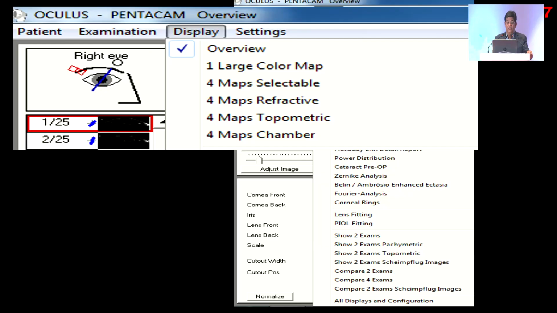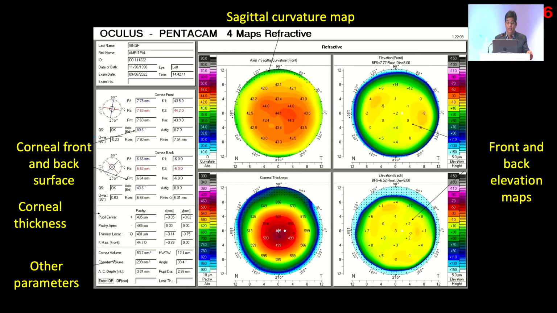If we come to further colored maps, which are there in the first section of the drop down, it gives us the basic topography info of the patient. So this is a typical 4 maps refractive, and it gives a sagittal curvature of the front. It gives us a map of the corneal thickness. It gives us some front and back elevation maps of the cornea. So this is usually the first map which we start off with.